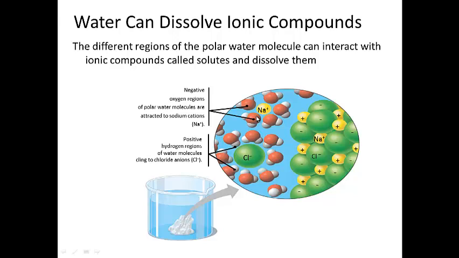You notice here that the negative oxygen regions of these water molecules are attracted, of course, to the sodium cations. And then the positive hydrogen regions of the water molecules seem to be attracted to the anions. It makes sense, right? Opposites attract. And what happens? They form these hydration shells. These are called hydration shells. They're formed around the material that they want to dissolve.